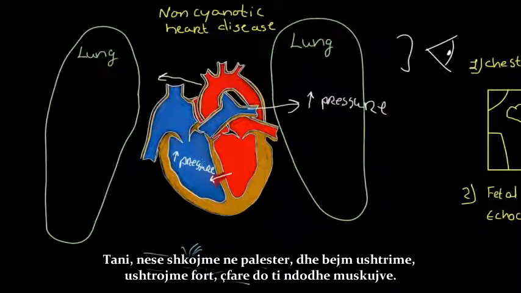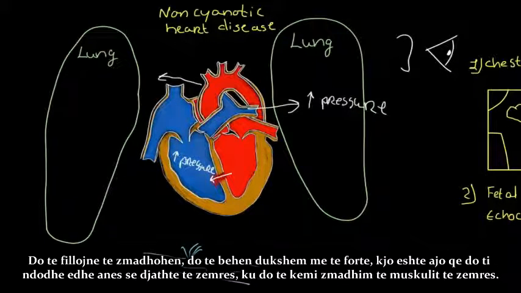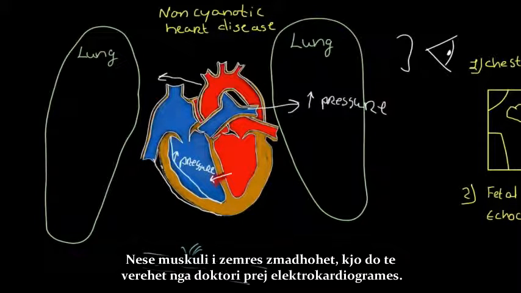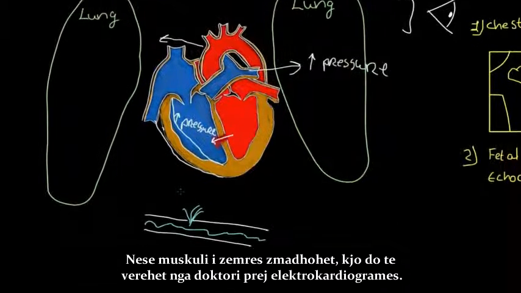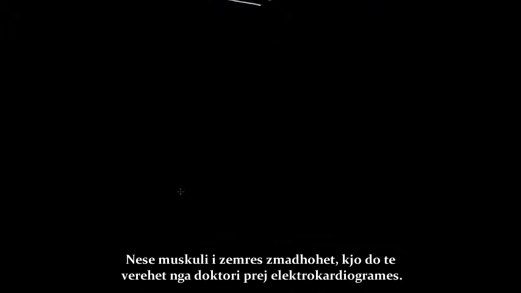Now, if you go to the gym and you're exercising and doing a lot of work, what's going to happen to your muscles? Well, they're going to get larger. They're going to get significantly stronger. And that's going to start to happen on the right side, where you have a larger heart muscle. And if you have a larger heart muscle, you will notice this when a doctor does an electrocardiogram.